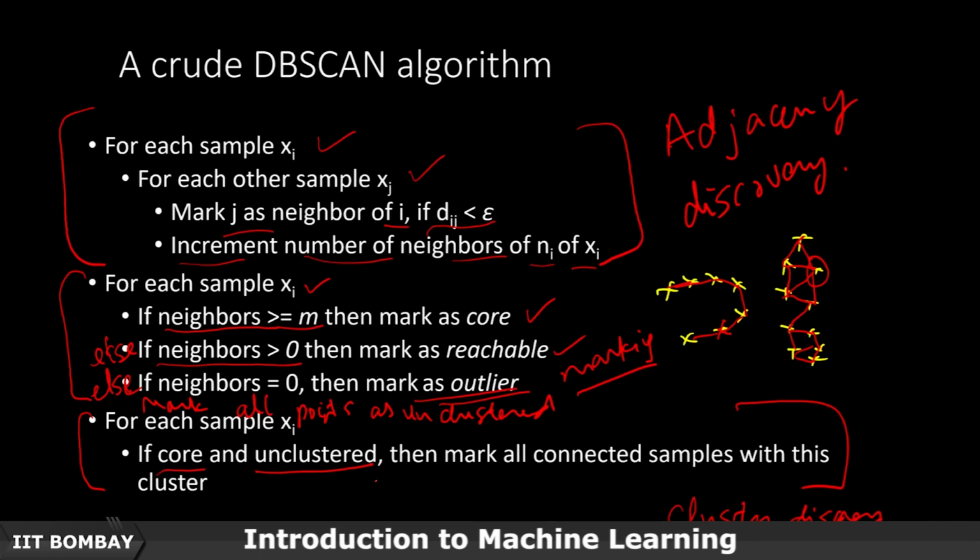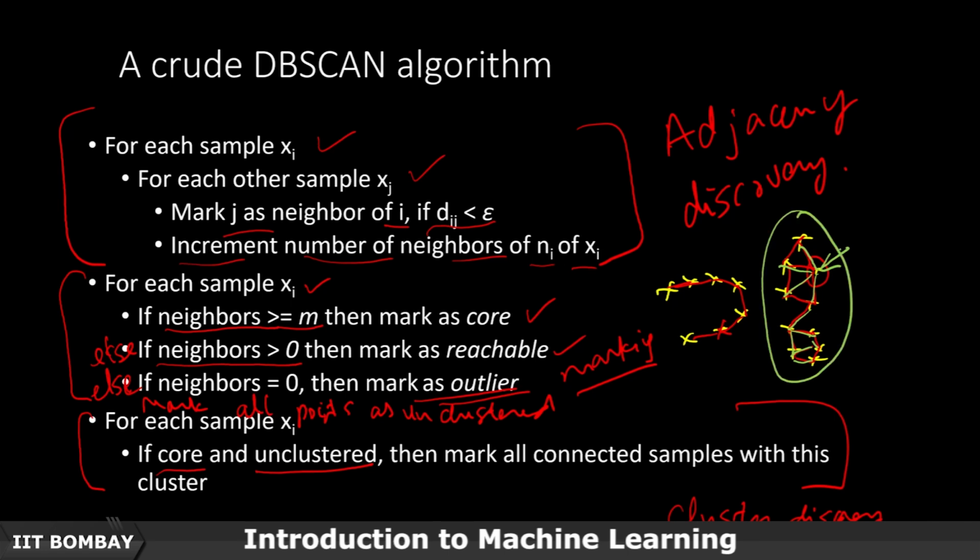So for example, let us say we start with this core point, then we will do a breadth first search and we will find all these points, and then we will iteratively do breadth first search, and based on that we will mark all these points. Now because they are all reachable from this point, these belong to one cluster.